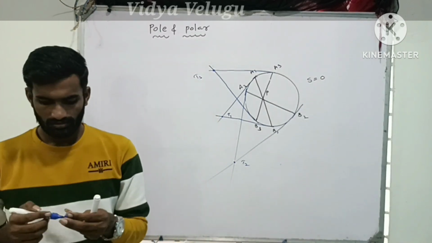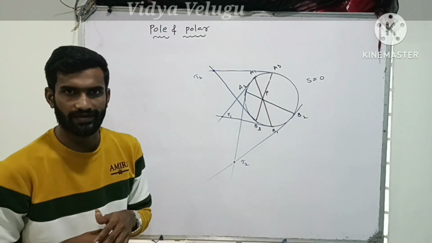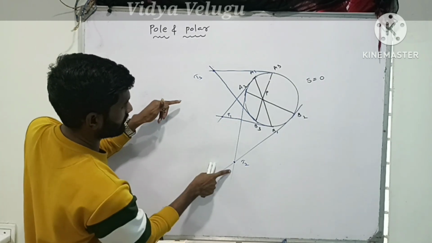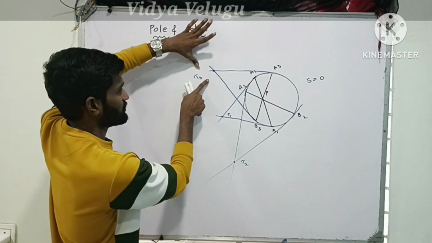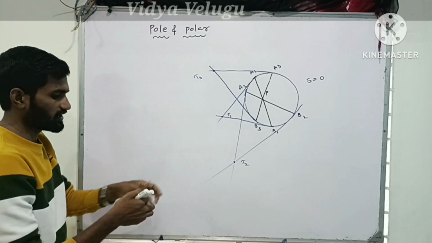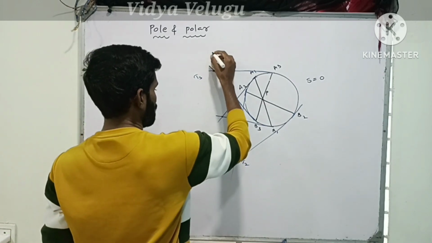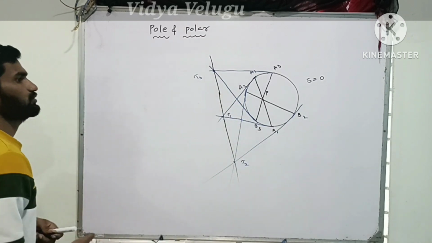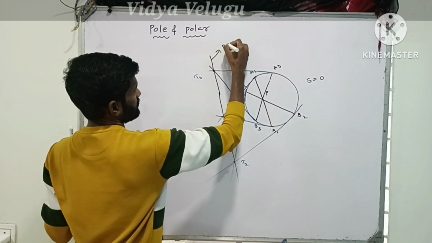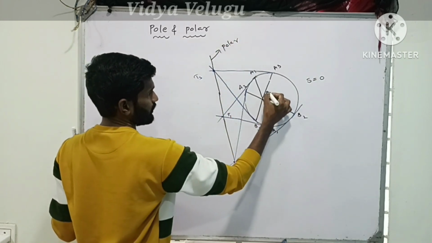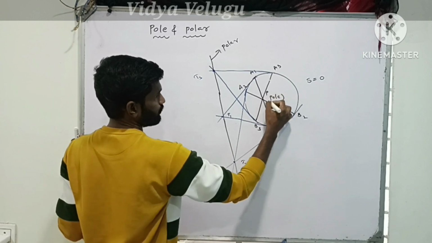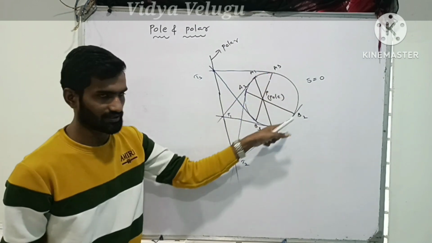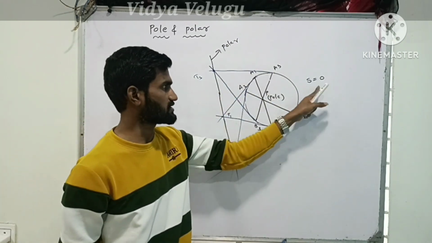Now we already know the definition of polar. It is the locus of the point of intersection of the tangents. So this is one point of intersection, this is another, and this is another. Now I need to take the locus of all these three. The locus of all these three is a straight line. This is our polar with respect to this point P, and this point P itself is the pole. So this is the polar with respect to this pole, for this circle S equals 0.